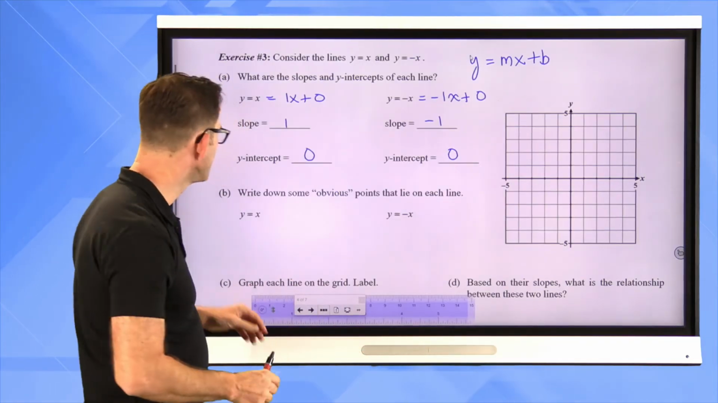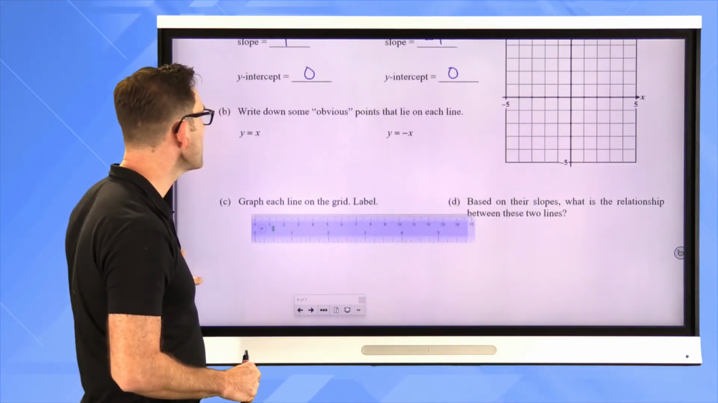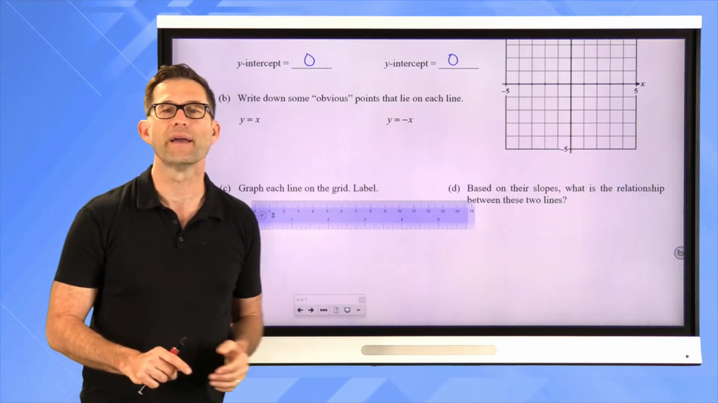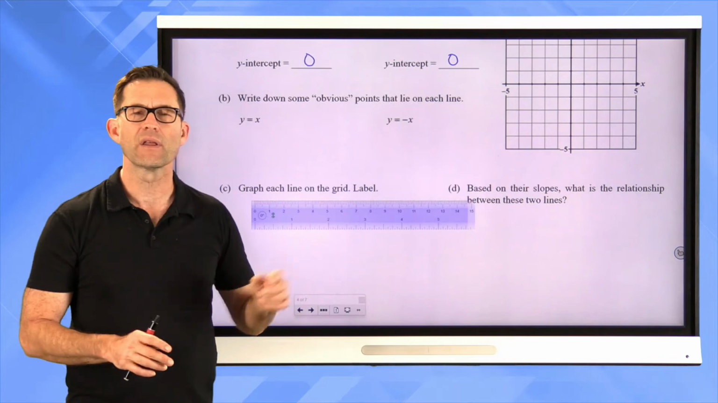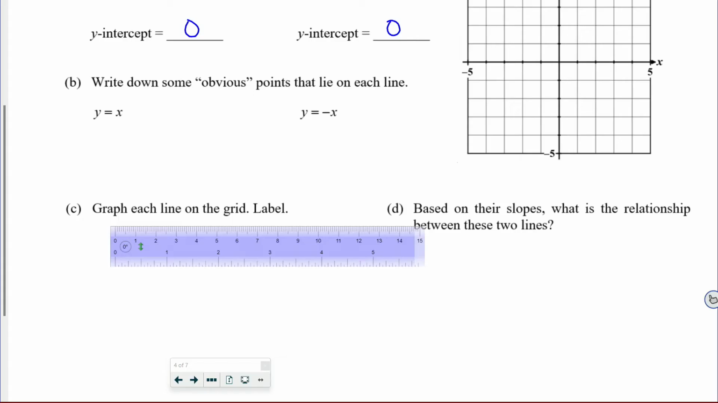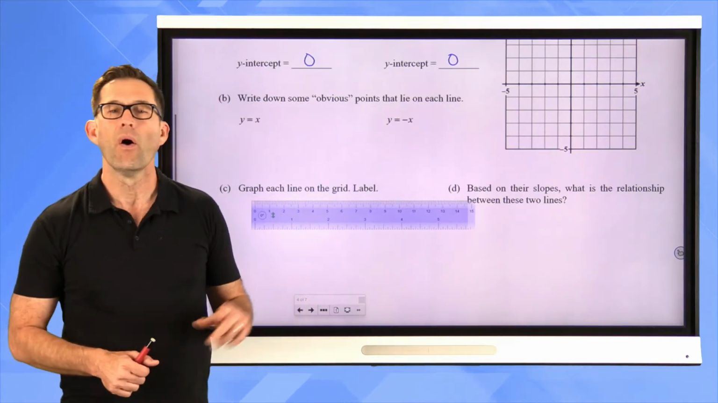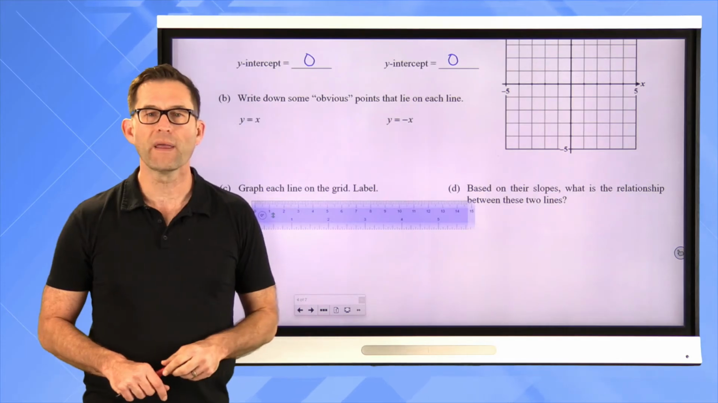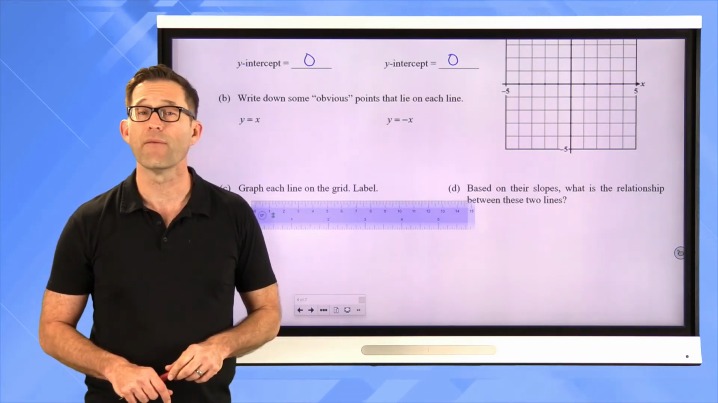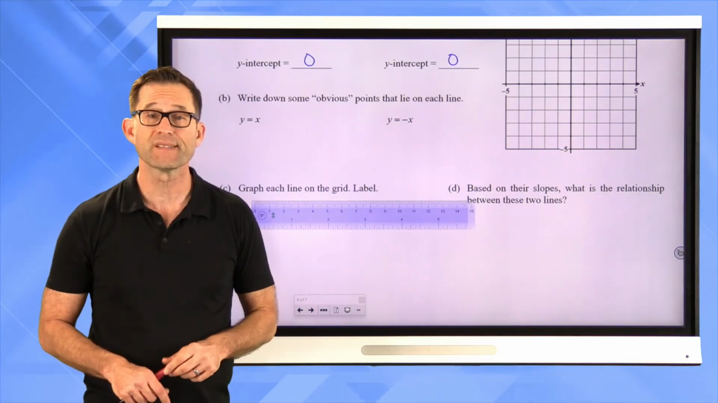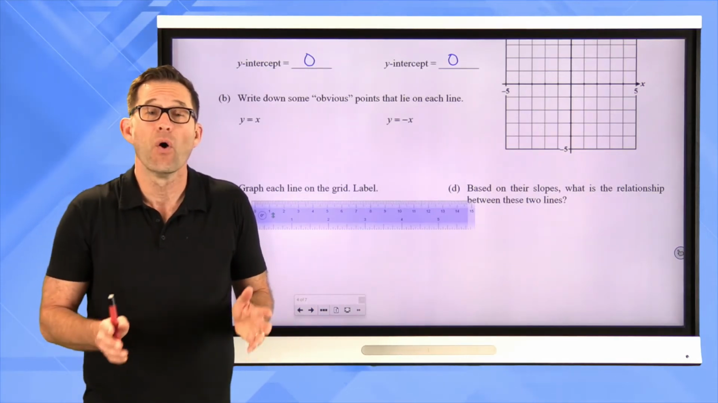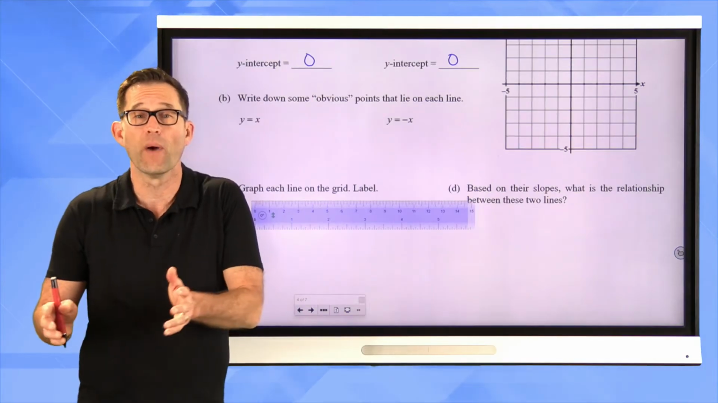Now, one thing I don't want you to ever forget, though, is that lines, equations of lines, describe the points that are on them, right? Let's take a look at letter B. Write down some, quote, obvious, quote, points that lie on each line. Here's what I mean by obvious. All the points that lie on the line y equals x should not surprisingly have y-coordinates that are equal to their x-coordinates. Because that's literally what that line says. Y is equal to x.